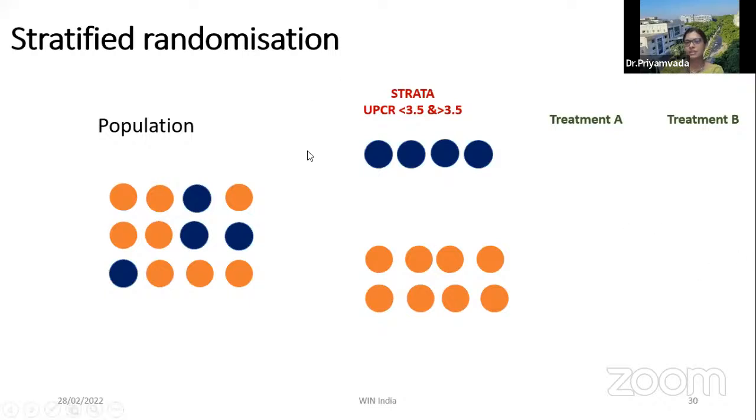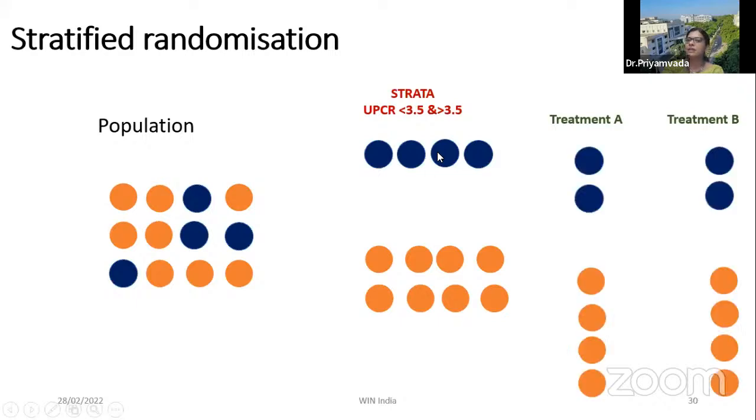So this is how it happens. First, the system will divide these patients into those with nephrotic range proteinuria and non-nephrotic proteinuria. And of these 4 with the proteinuria more than 3.5, they will be equally divided into treatment A and B. Similarly, the 6 people with proteinuria less than 3.5 gram again will be equally divided.